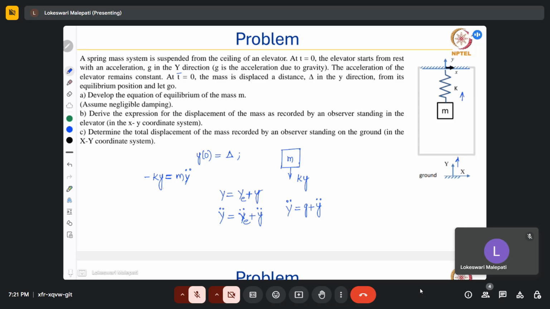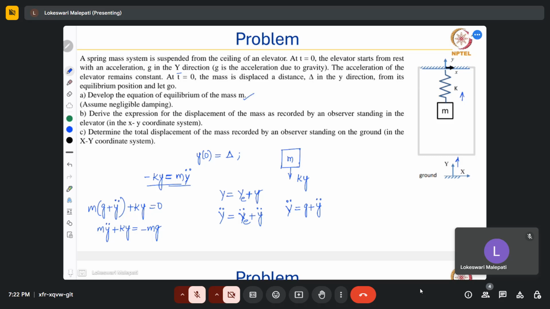So now let's substitute everything in this equation. So now we have minus k y, equal to m times g plus y double dot, that is, m y double dot plus ky is equal to minus mg. This is the equation of motion. This is the first part.